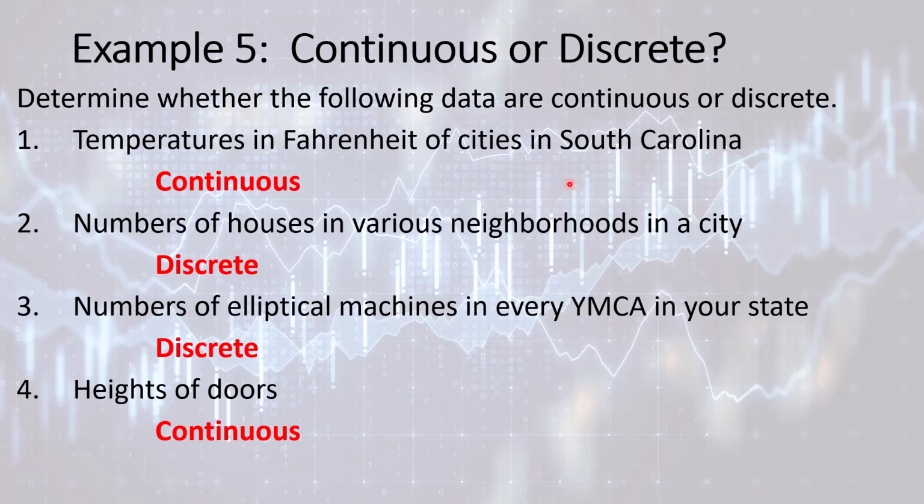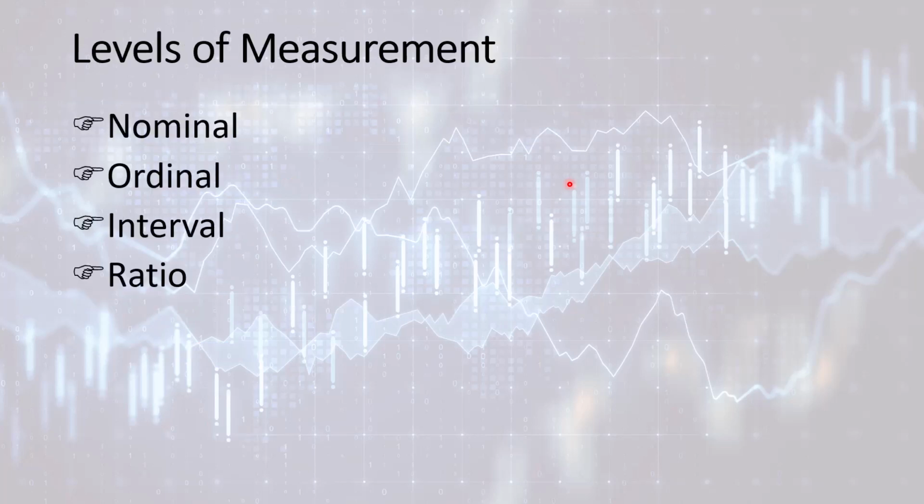And this brings us to the last thing that we need to talk about, and that is levels of measurement. And there are 4 of them. You'll notice that nominal and ordinal will correspond to qualitative data, and you would be correct.